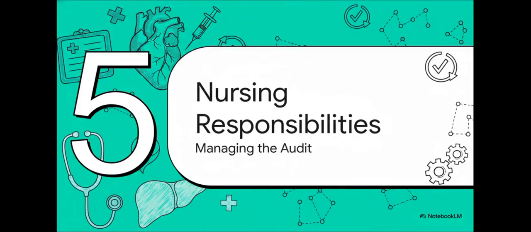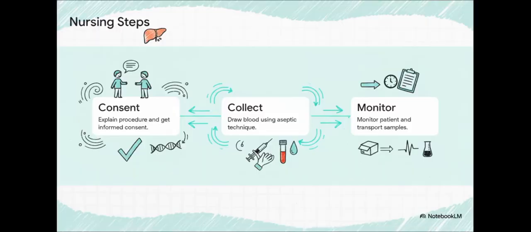Finally, Section 5, Nursing Responsibilities. Let's move on and see how this builds. Getting an accurate LFT requires a strict chronological action plan from the nursing staff. Step 1. The nurse must clearly explain the procedure to the patient and obtain their informed consent. Patient communication is absolutely key here.